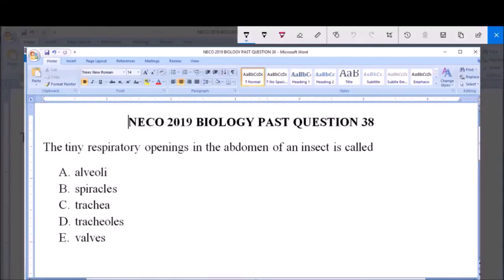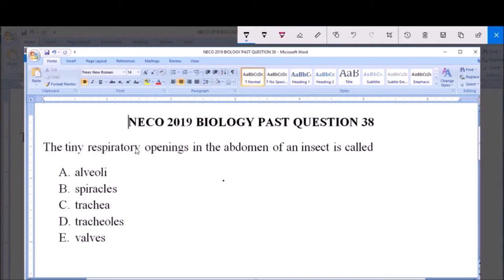I will be answering NECO 2019 biology past question 38. The tiny respiratory openings in the abdomen of an insect is called: A. The alveola, B. The spiracles, C. Trachea, D. Tracheoles, and E. Valves.